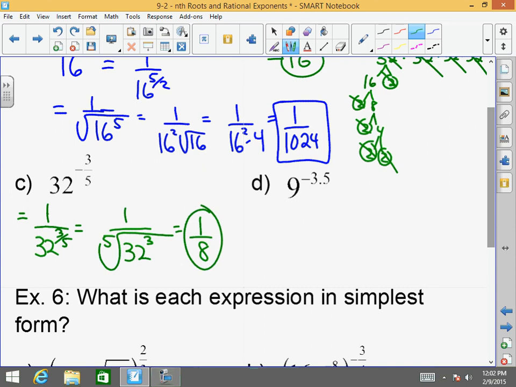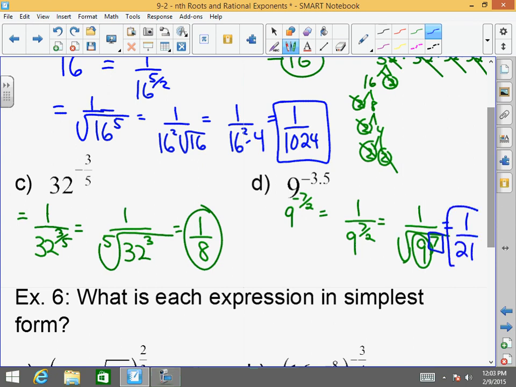9 to the negative 3.5. Negative 3.5, that's 7 halves. So this is 9 to the negative 7 halves, which would equal 1 over 9 to the positive 7 halves, which would equal 1 over the square root of 9 to the 7th. But the square root of 9 is 3. And aren't there 7 sets of 9s? There's 7 9s. So 7 sets of 3 would be 1 over 3 to the 7th, or 1 over 2187.